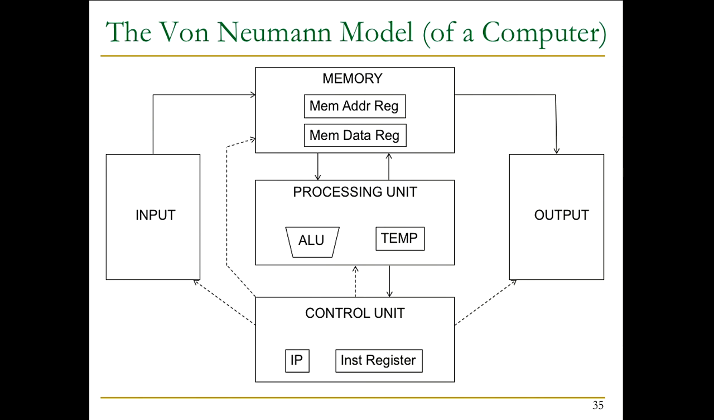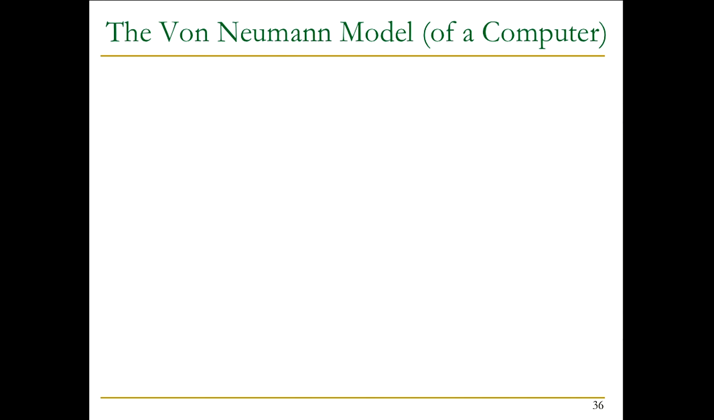This is the view of the computer, basically. You have this processing unit, you have this memory, and you have this control unit. The control unit determines how the data over here is interpreted, whether as an instruction or as data, and you have this input-output.